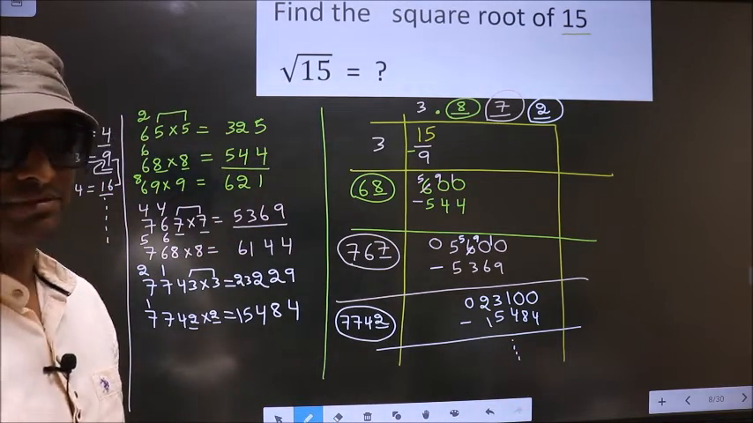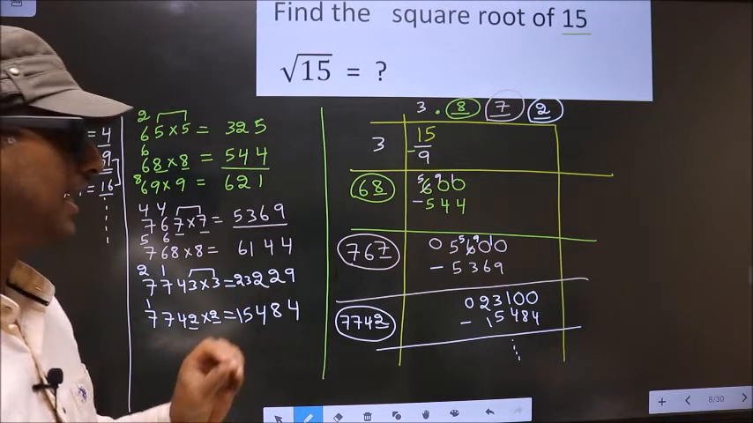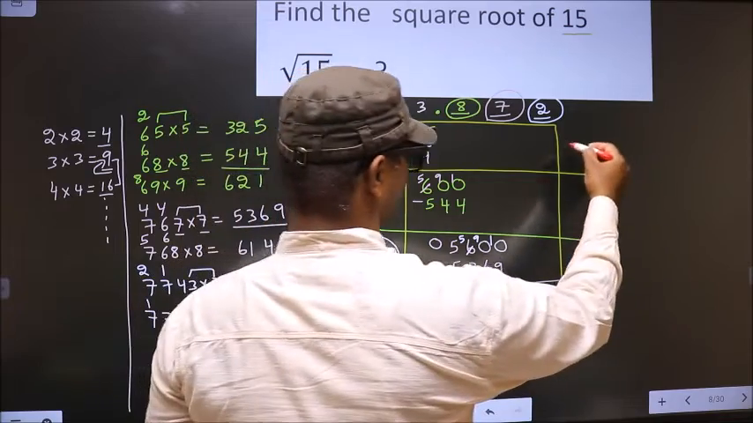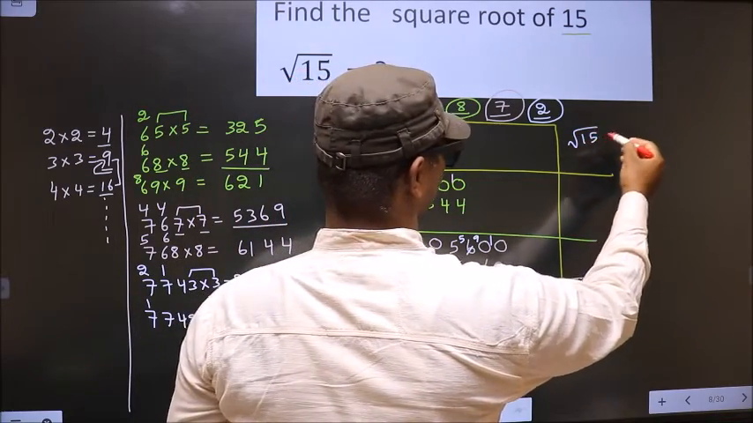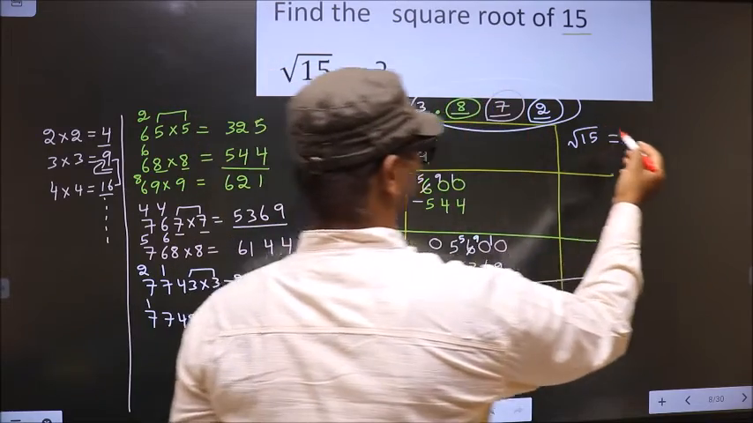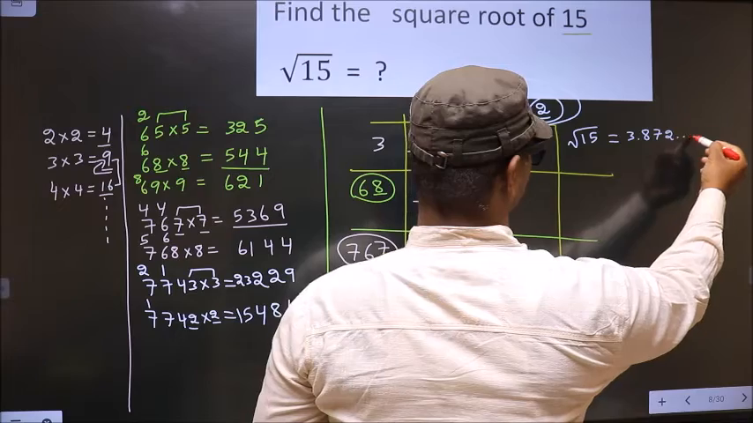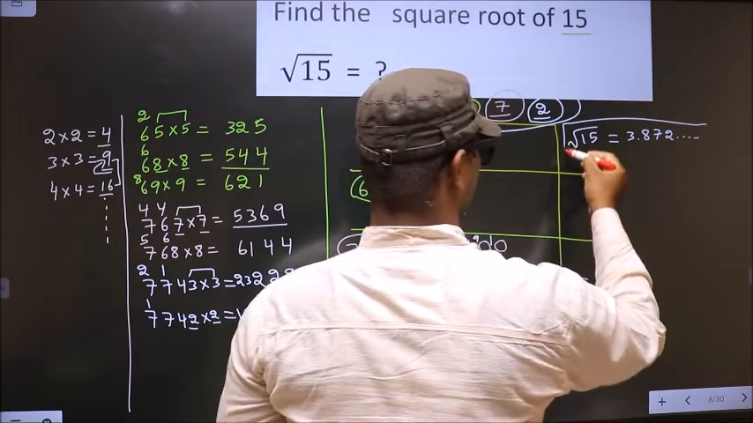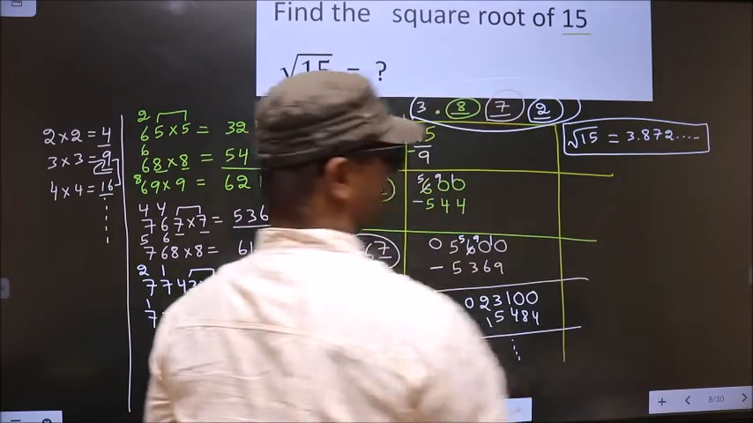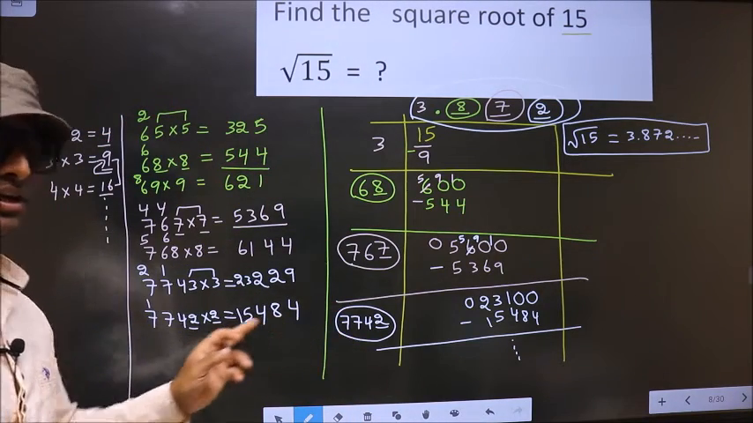It is enough if we find up to 3 decimal places. And the square root of 15 is this number, that is 3.872, and it goes on. So this is our answer. Am I clear?